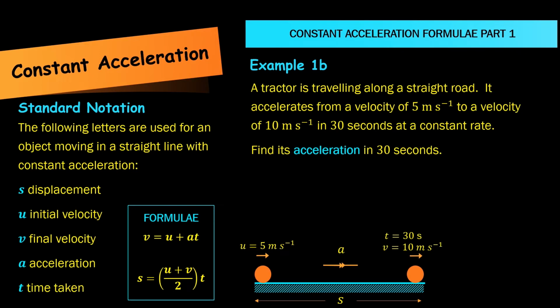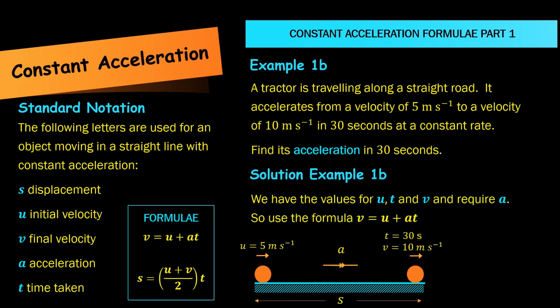And now for part B. We are required to find the acceleration in 30 seconds. So let's solve this. Again, let's specify which values we do have and then find the appropriate formula. So we have the values for u, t, and v and require the value of a. So we're going to use the formula v equals u plus at, because out of the two formulae, this is the only one which contains all of these letters.